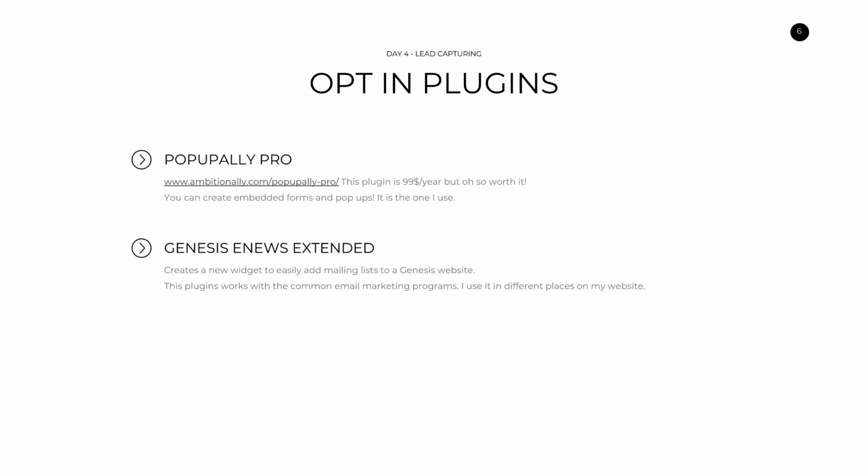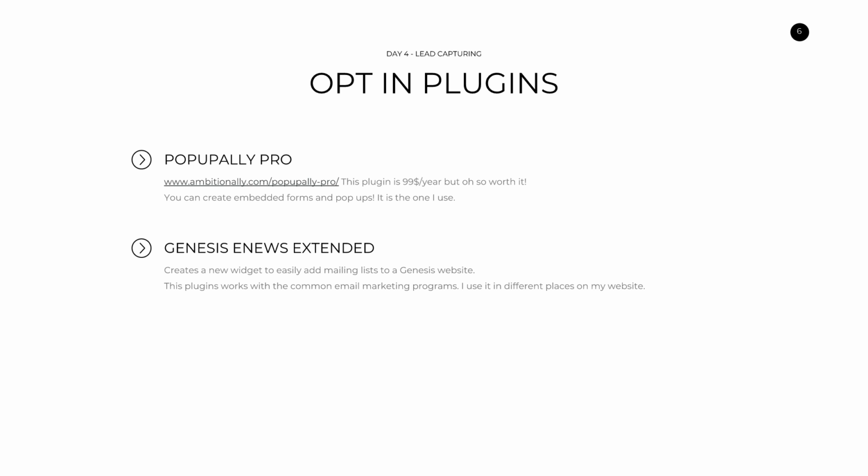The one that I recommend is Pop-Up Li Pro. You have to pay, however, $99 a year, but it is so worth it. With this plugin, you are able to design embedded or pop-up opt-ins. So with this feature, you have the possibility of having an embedded form or a pop-up form. So check it out. It's a really great tool.